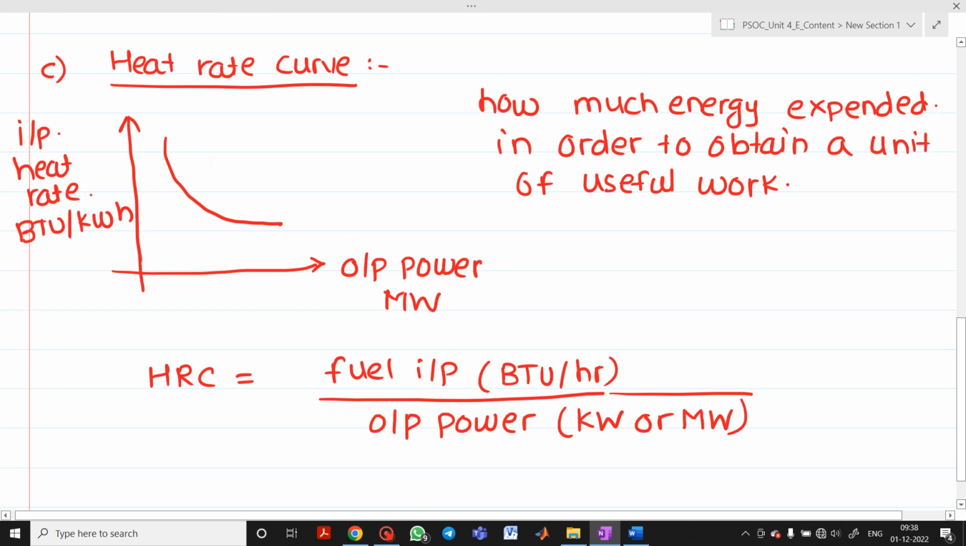Now the reciprocal of a heat rate curve is called fuel efficiency. The heat rate curve is a plot of heat rate versus output in megawatt. So this is the third point, that is the heat rate curve.